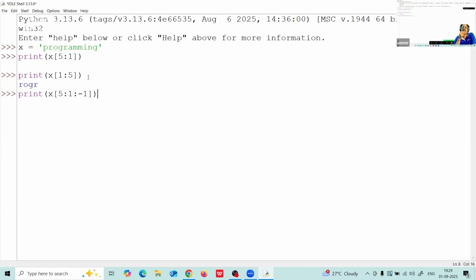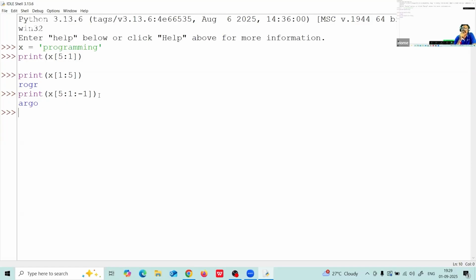Okay. So which letters will be taken? 5, 4, 3, 2. That's all. 1 won't be there. 1 is the stop. So 5, 4, 3, 2. Let's see. P is 0, R is 1, O is 2, G is 3, R is 4, and A is 5, I think. So it is taking in reverse, you see. A will be taken, R will be taken, G will be taken, and O will be taken. It will be A, R, G, O. Opposite, 5 to 1, I'm sorry, 5 to 2 you are taking. Okay, let's check. Oh, yes, A, R, G, O.